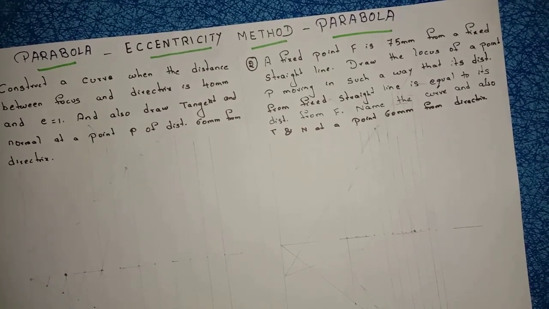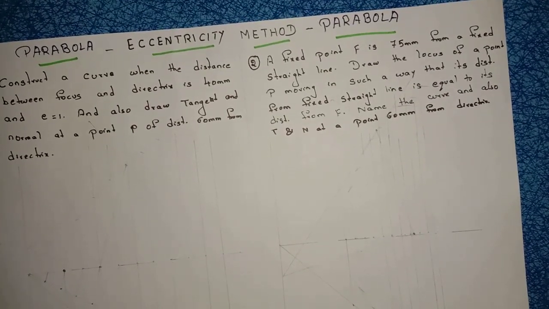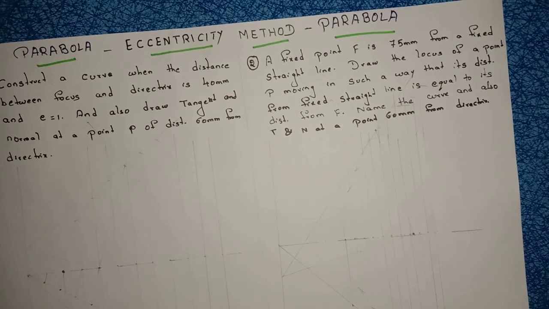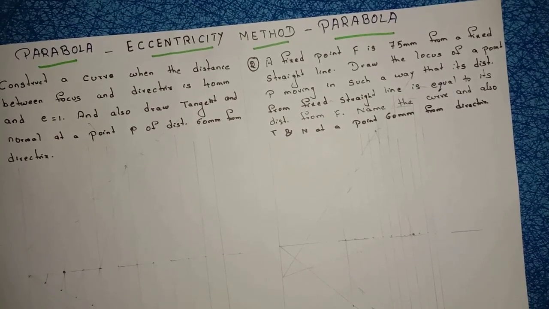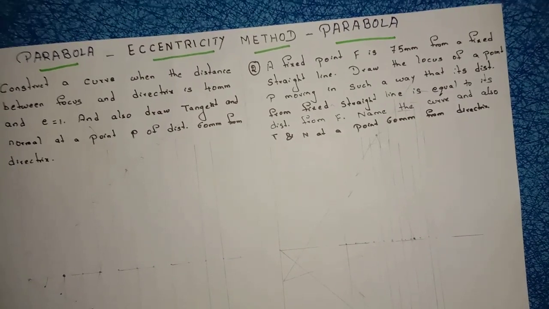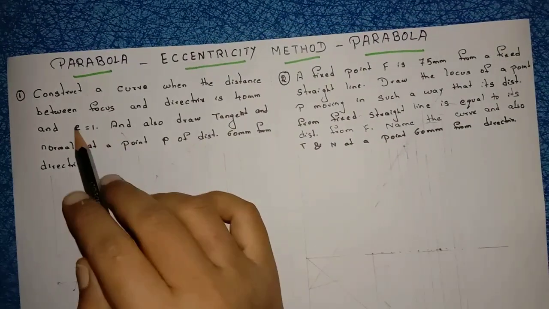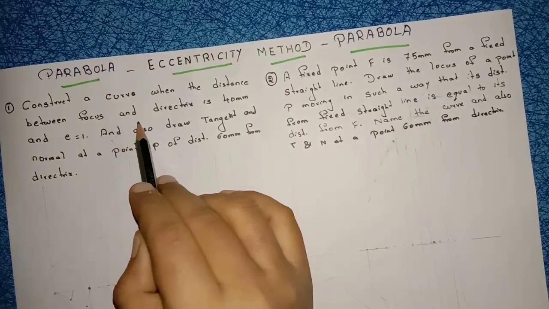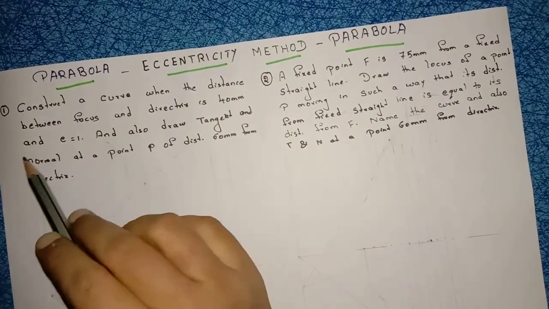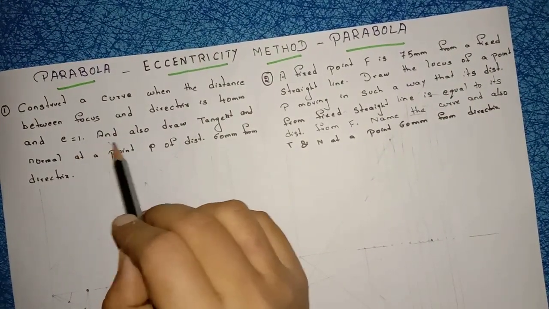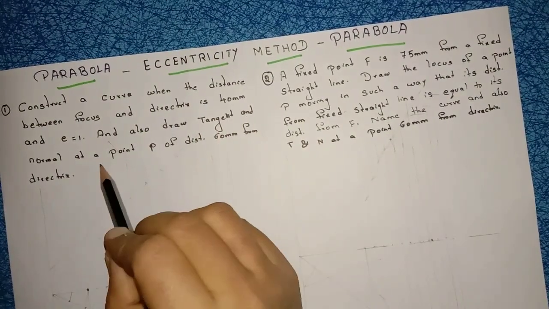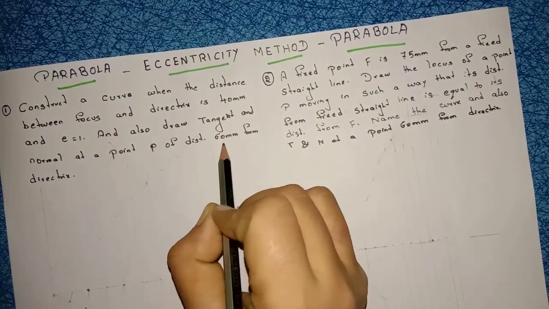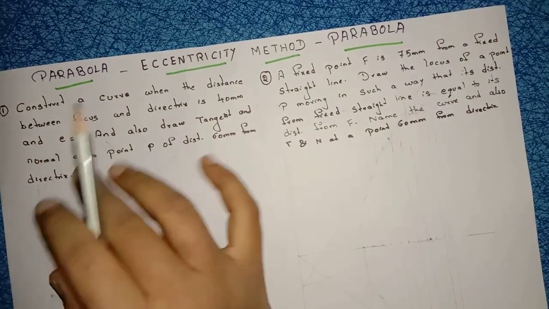As I said already, if you know how to construct the eccentricity method of ellipse, it is very easy to construct eccentricity method of parabola. So let us see the question first. Construct a curve when the distance between focus and directrix is 40 mm and E equal to 1, and also draw tangent and normal at a point P of distance 60 mm from directrix. So this is the question.